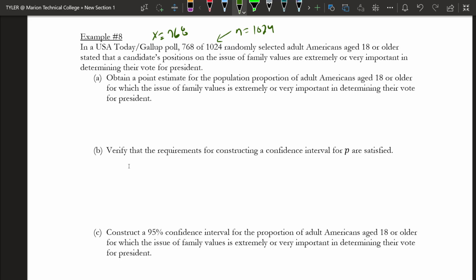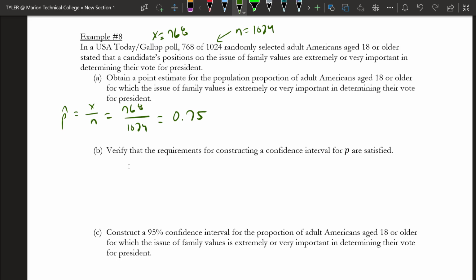So then in part A, we want to obtain a point estimate for the population proportion of the adult Americans age 18 or older for which the issue of family values is extremely or very important to determine their vote for president, right? So I want to calculate p hat, which is equal to x divided by n. So my x value is 768 divided by 1024, my n value. So this comes out to be equal to 0.75. Right, so I have that point estimate value.